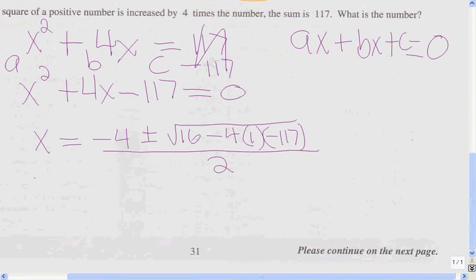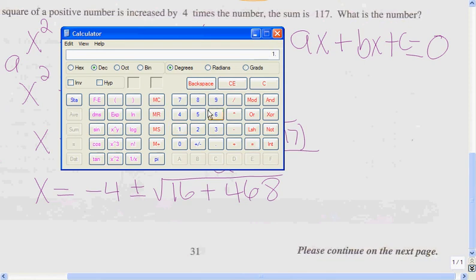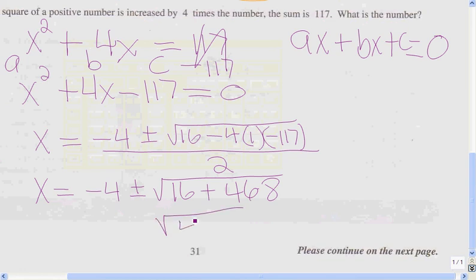Then x equals negative 4 plus or minus the square root of 16 minus 4 times 1, which is negative 4, and negative 4 times negative 117 is plus 468. So 16 plus 468 equals 484. So what I have is the square root of 484, negative 4 plus or minus, over 2.